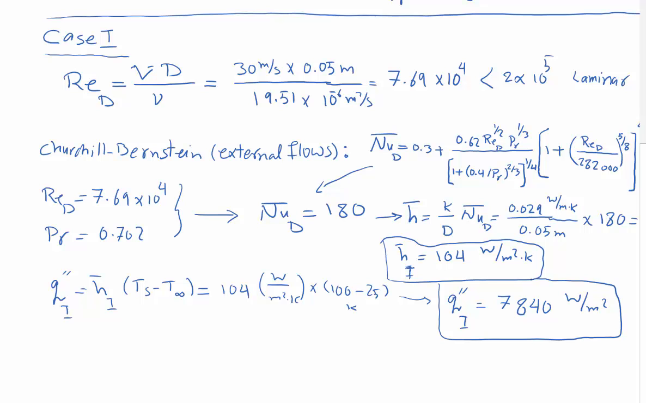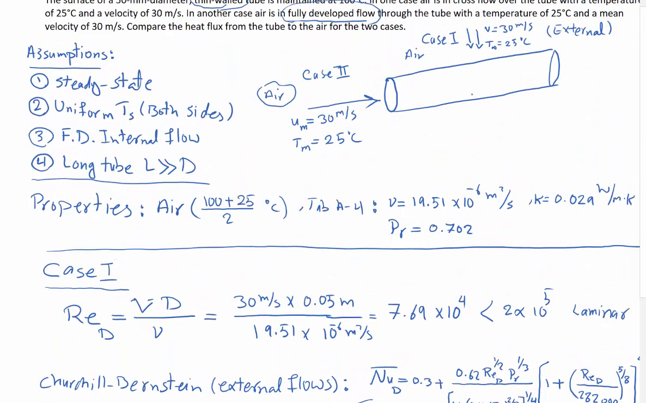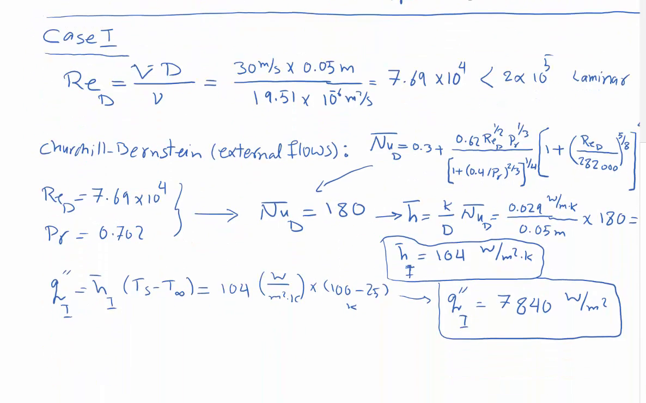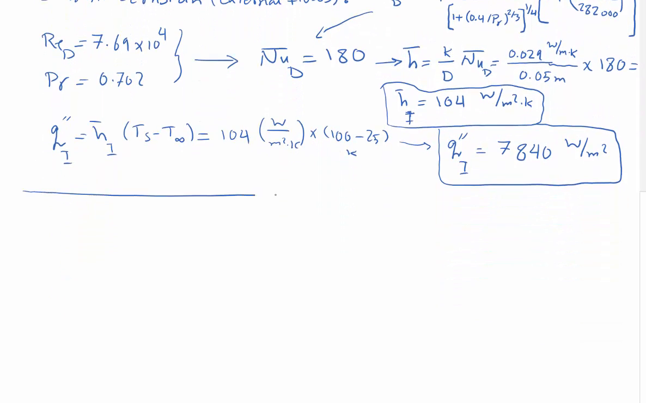Okay, case 1 dealt with the external flow. So we found the average heat flux from the external surface to the external flow. Now we're gonna go and take care of the second case, in which heat is now transferred from the inner surface to the internal flow, which we call case 2. So we kind of wrap up case 1 here, starting case 2.